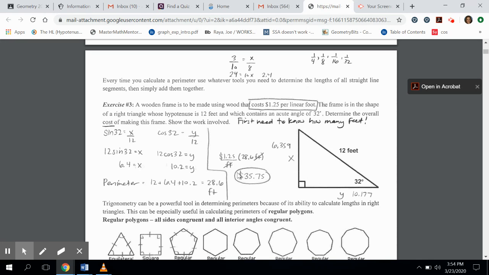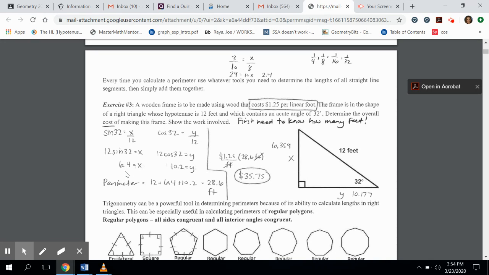What I did notice was I have this acute angle. I only had one side, so I need to use trigonometry. I decided to go after this opposite side first. So having the opposite side and the hypotenuse, I could use sine. So sine of 32 equals x over 12. Multiply the 12 with the sine of 32. Or if you need to put this over 1 and cross multiply, you'd still get the same effect.